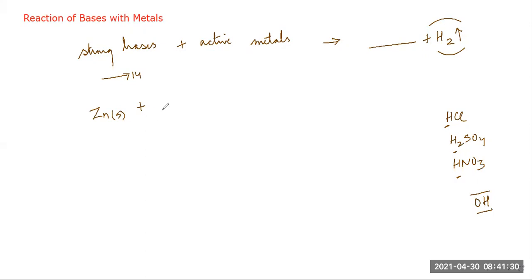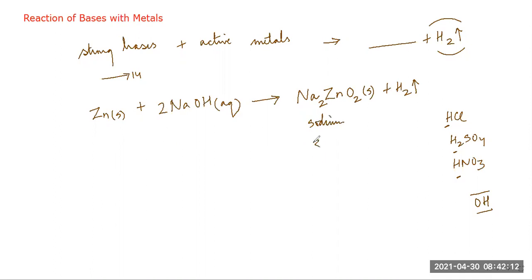So zinc solid and sodium hydroxide. Sodium hydroxide, you know, we always add some water so that the bases and acids are more reactive. Take two formula units. So definitely we will get hydrogen gas, we know. When these bases react with metals, they give hydrogen gas. Along with that, we will get sodium zincate, Na2ZnO2. This is solid. What is this, students? This is sodium zincate. ZnO2, zincate. Sodium zincate.